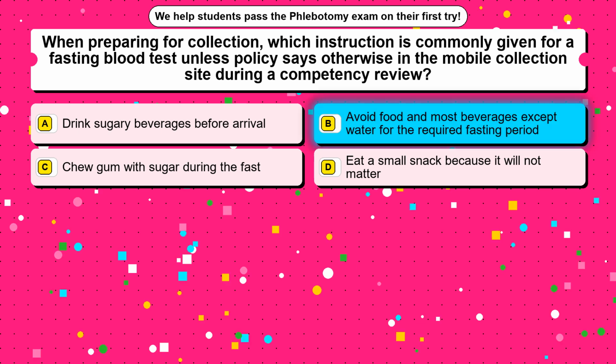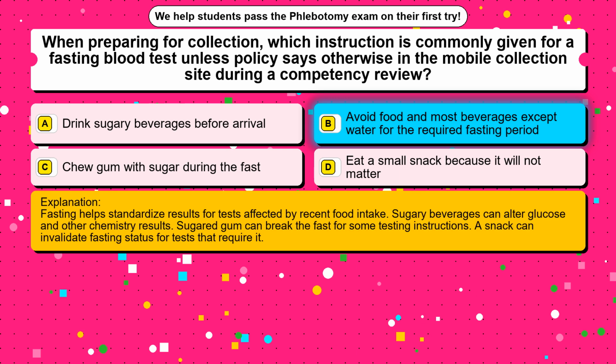The correct answer is option B. Avoid food and most beverages except water for the required fasting period. Fasting helps standardize results for tests affected by recent food intake. Sugary beverages can alter glucose and other chemistry results. Sugared gum can break the fast for some testing instructions. A snack can invalidate fasting status for tests that require it.